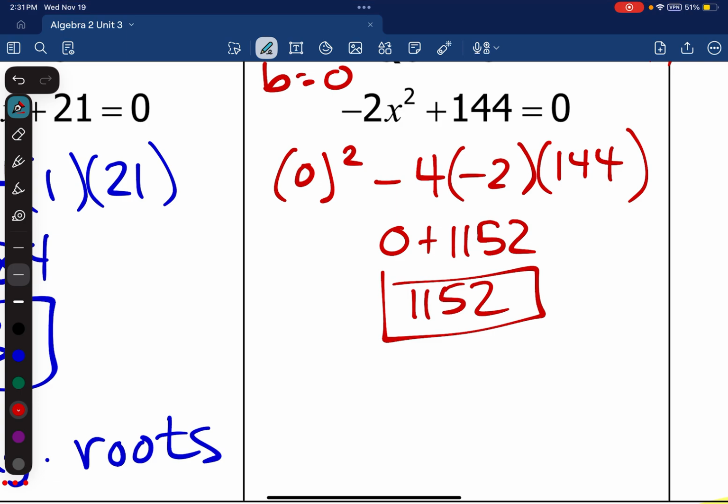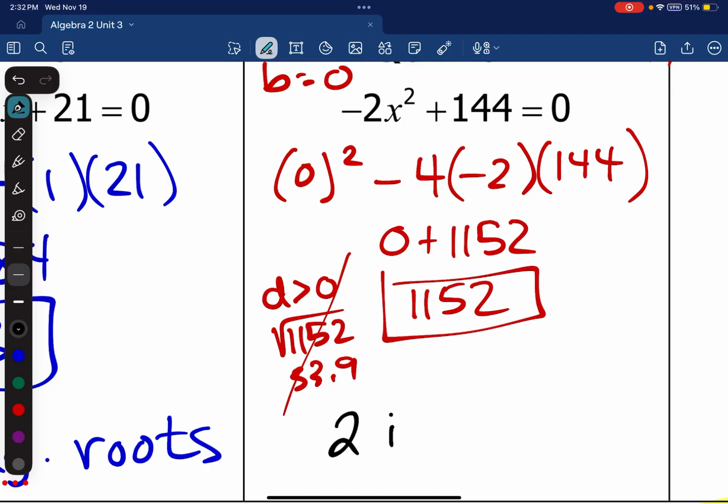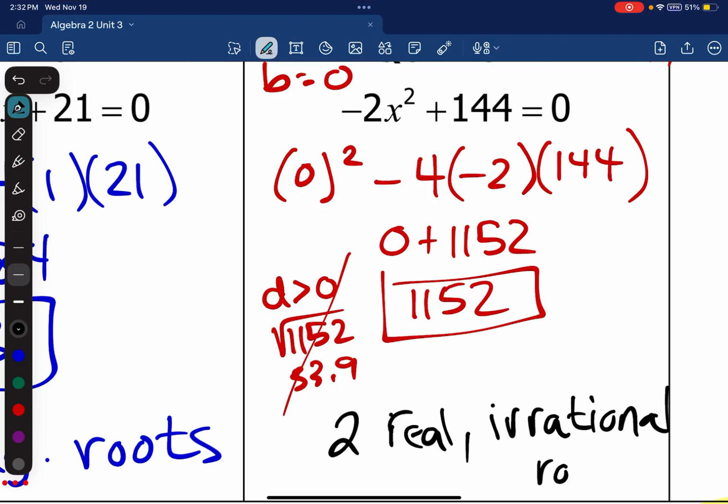The discriminant is bigger than 0, so now we're going to take the square root of 1,152. When I take the square root of 1,152, I get a decimal. I get 33.9. So, not a perfect square. When it's not a perfect square, that tells me that I have 2 real but irrational roots. So my answers are going to have radicals in them.